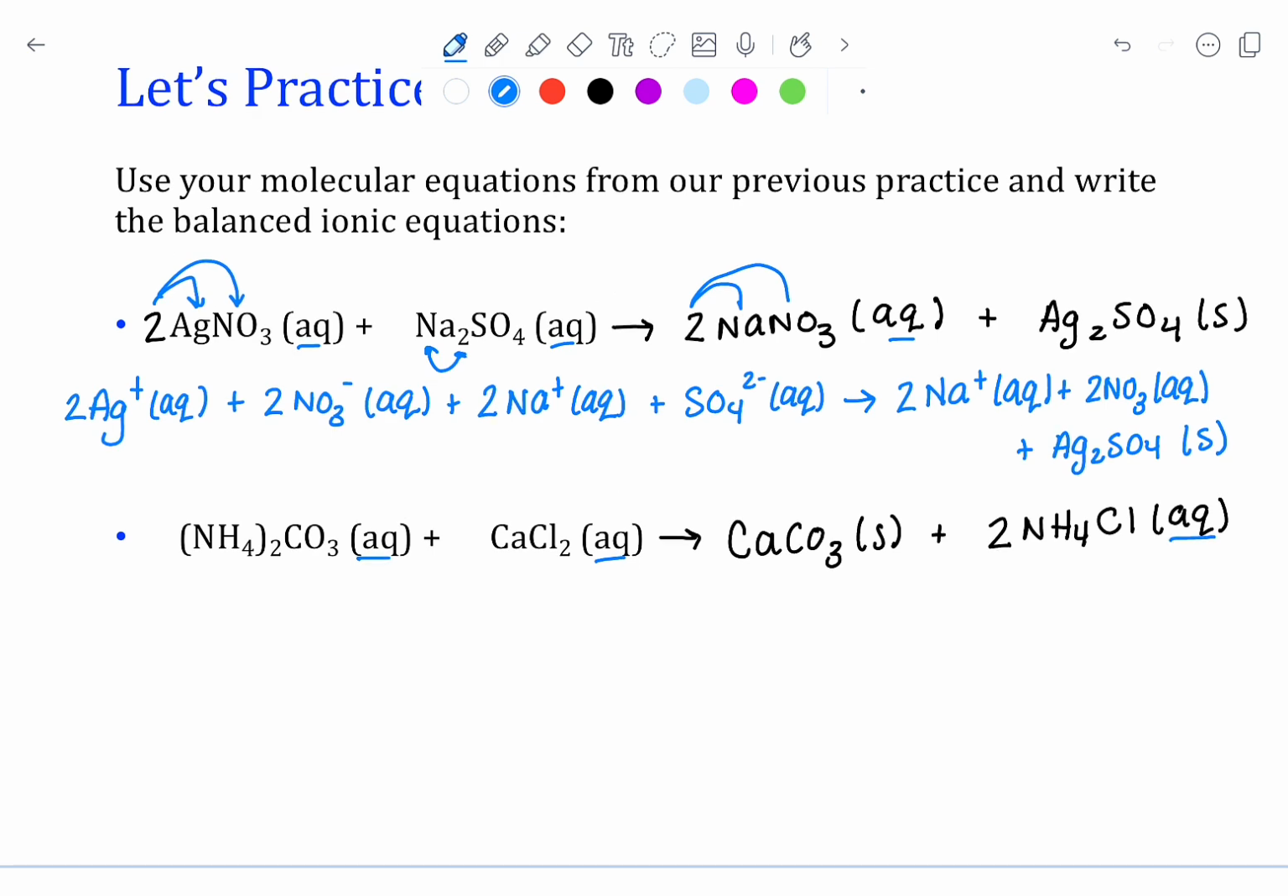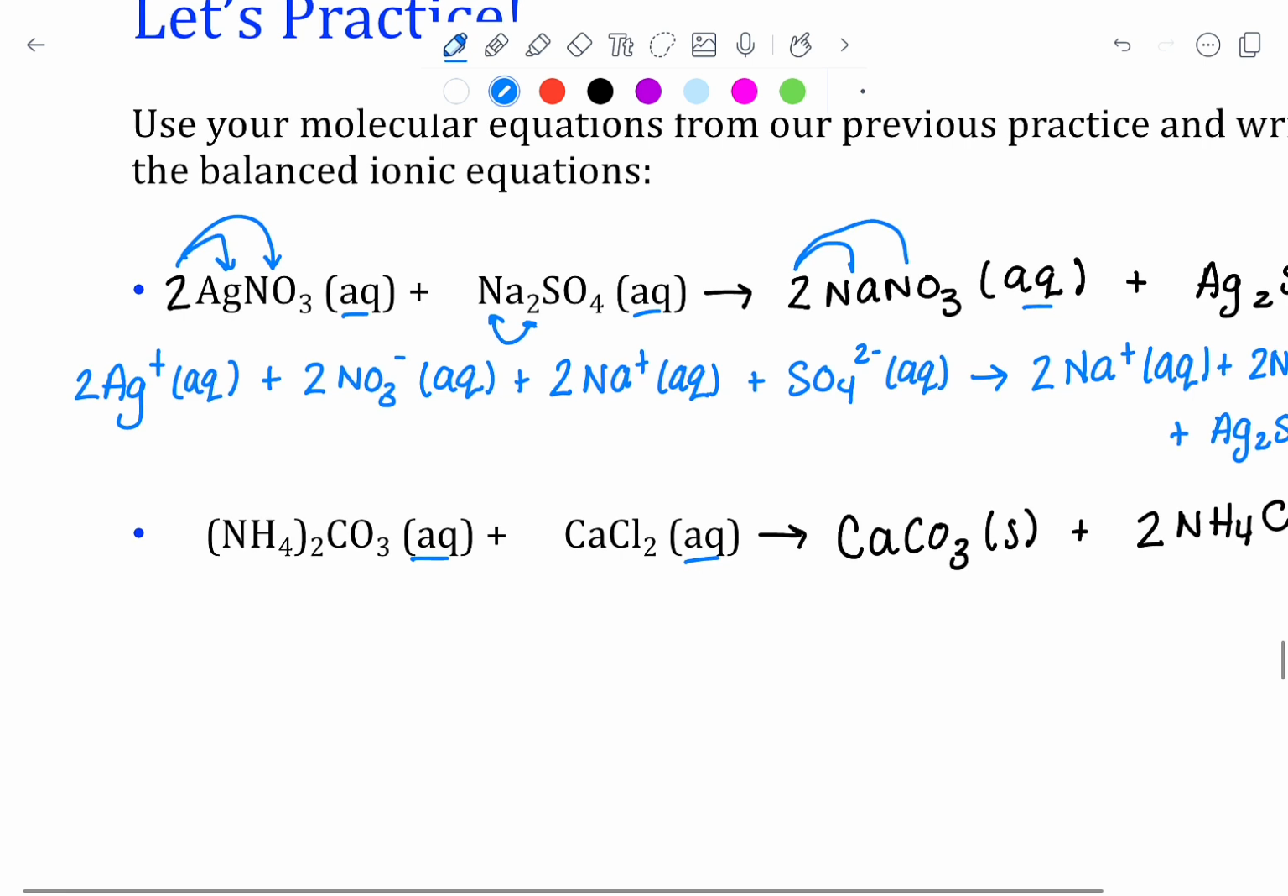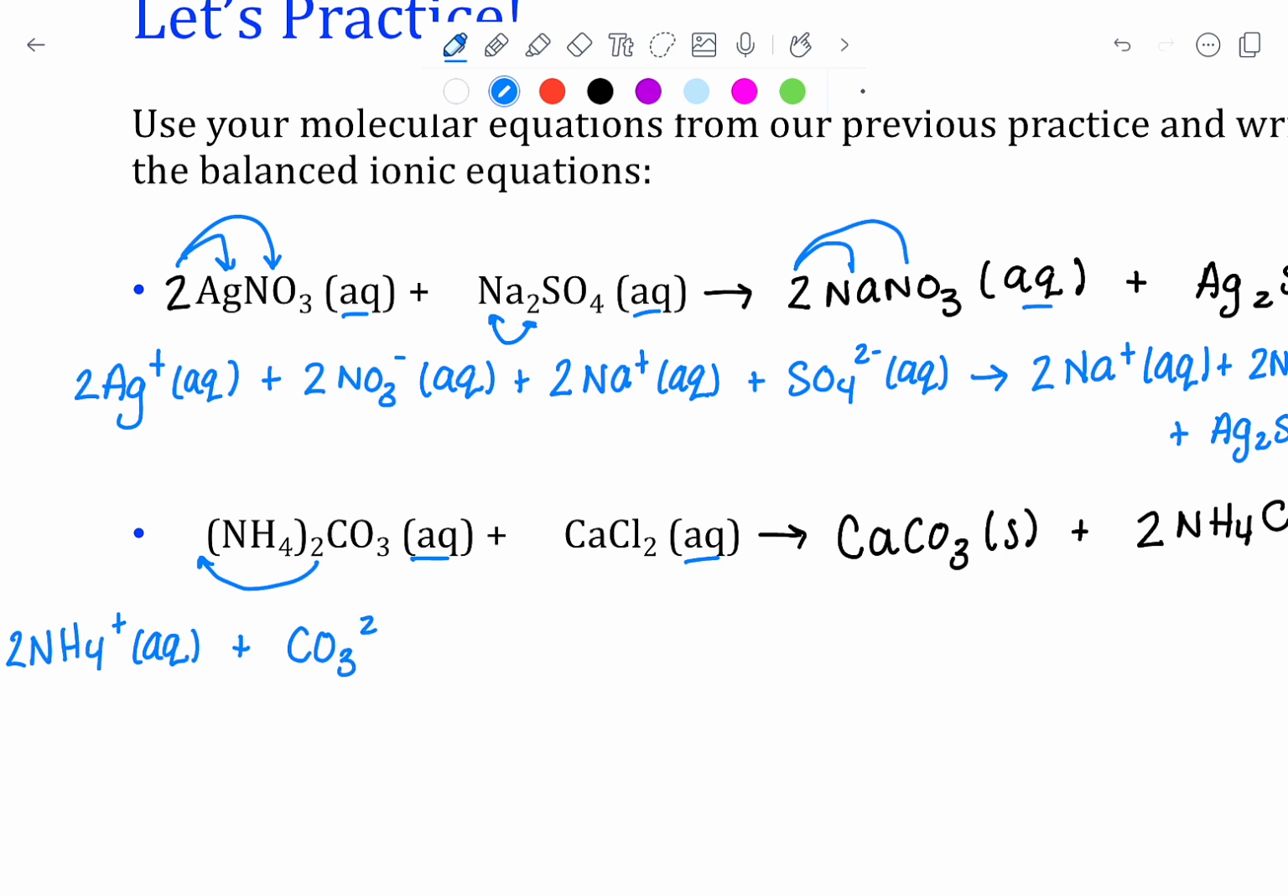Let's jump into our ionic equation for our last example here. We start off with our two aqueous reactants. We have NH4+ (aq), and it needs a 2 out in front to balance it out. We add to that CO3 2- (aq), so that's our first reactant. We then have Ca2+ (aq) and 2 Cl- (aq).